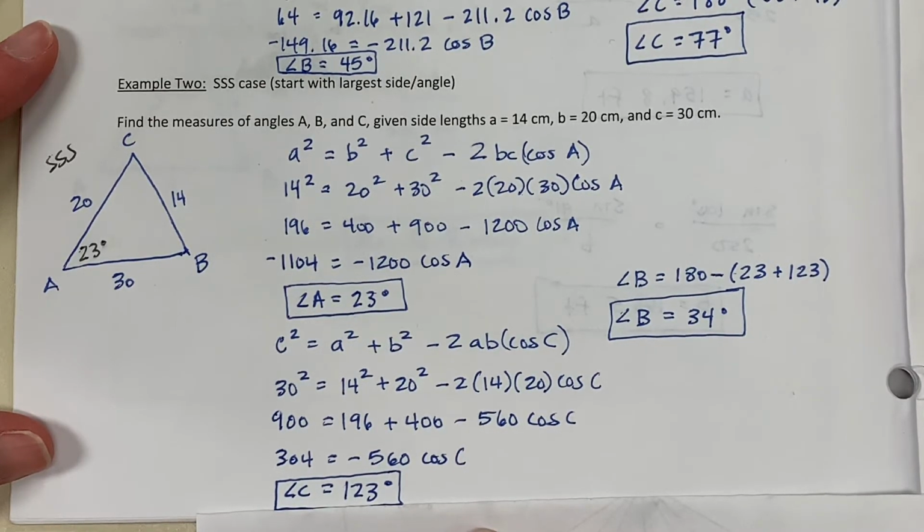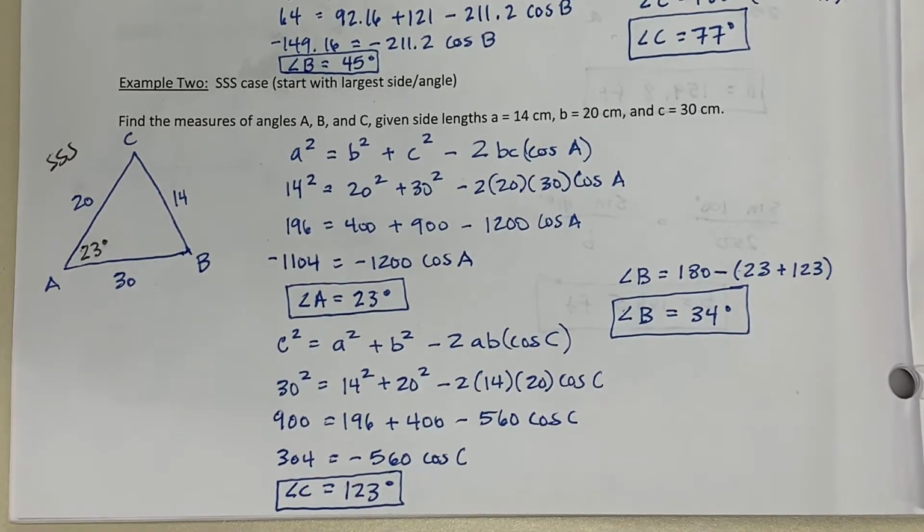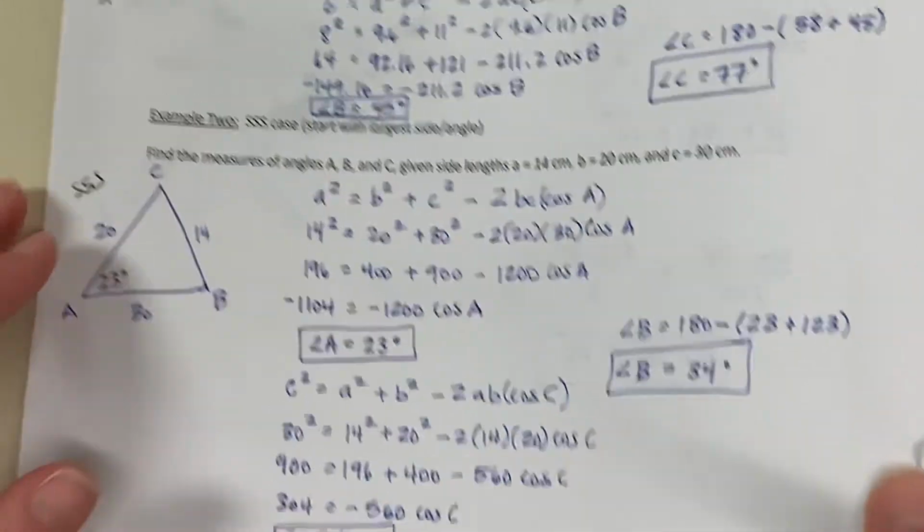I know all 3 angles in a triangle add up to 180. So I take 180 minus the sum of 23 and 123, and angle B is 34 degrees. Okay, moving on. Let's take a look at example 3.